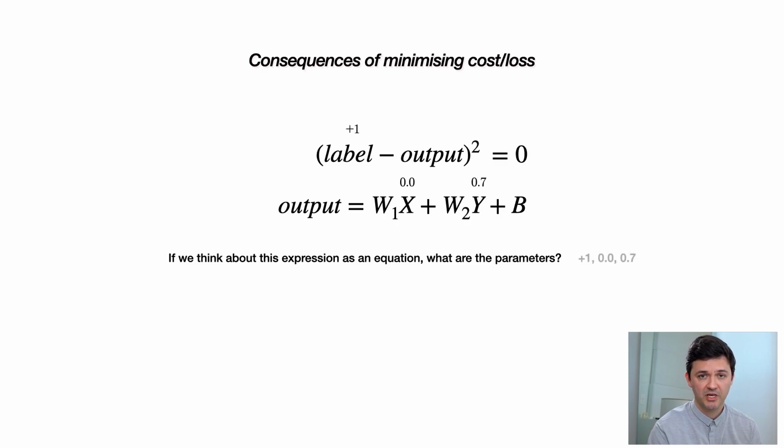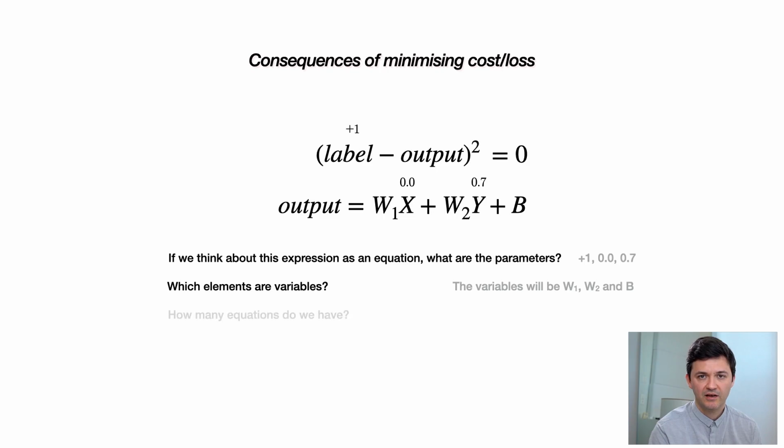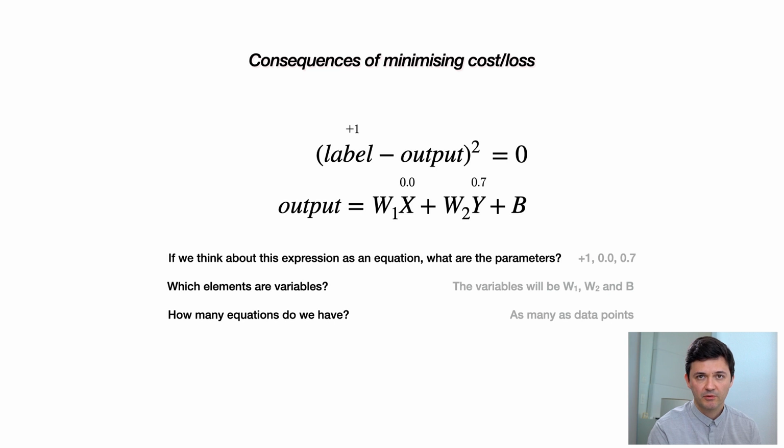Well, the parameters would actually come from our data points. So a label would be a parameter +1, X would be a parameter 0, and Y would be a parameter 0.7. Well, if that's the case, then which elements here are the variables? Well, the variables here are our weights and biases, so W1, W2, and B. And finally, how many equations do we have here, if you look from that point of view? Well, we have as many equations as we have data points. So since we have 6 data points, we have 6 equations. So what we have is 6 equations with 3 unknowns.